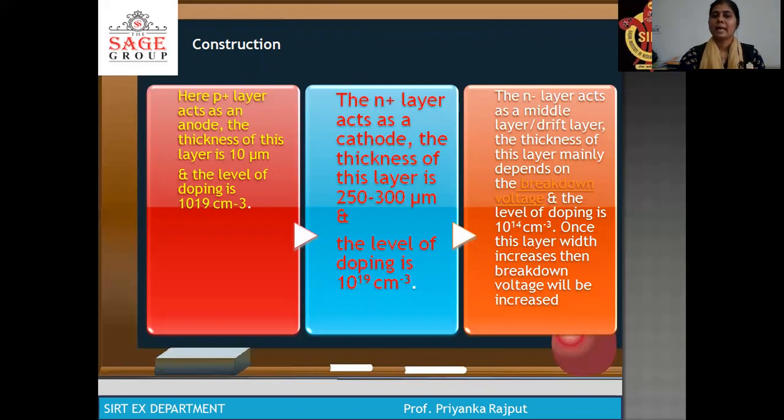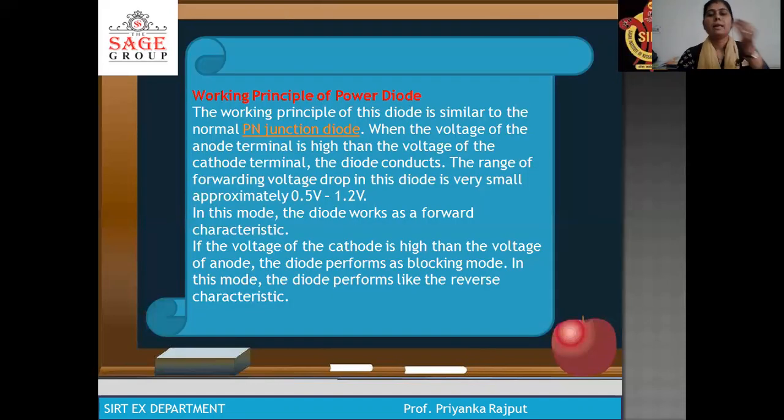Here, the thickness of the P plus layer is 10 μm and the level of doping is 10 to the power 19 cm minus cube. The N plus layer acts as the cathode. The thickness of this layer is 250 to 300 μm and the level of doping is 10 to the power 19 cm minus cube. The N minus layer acts as the middle layer. It is also called the drift layer. Its thickness is directly proportional to the breakdown voltage, meaning whenever we increase the breakdown voltage, its thickness also increases.